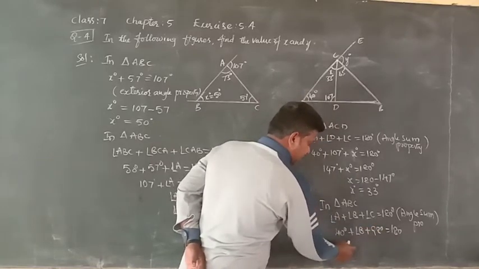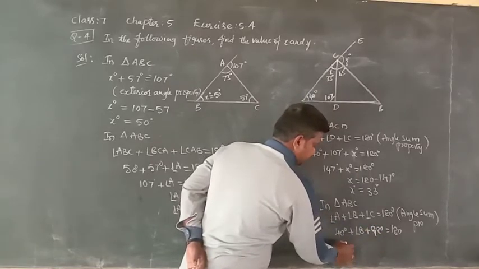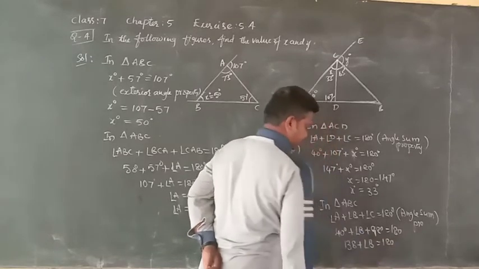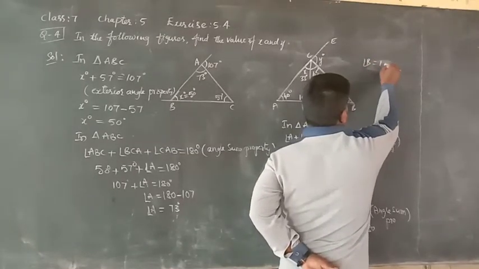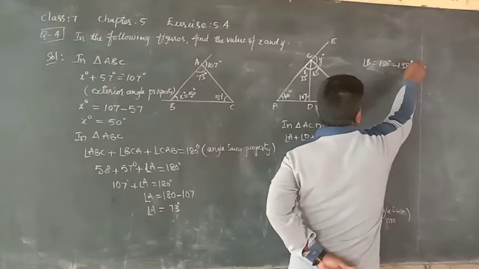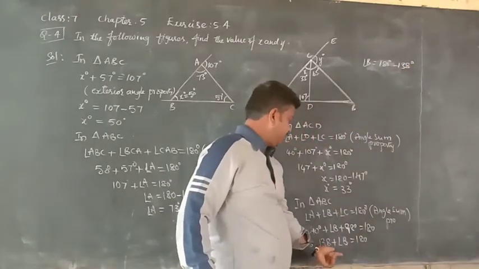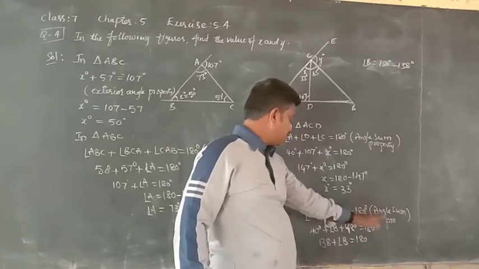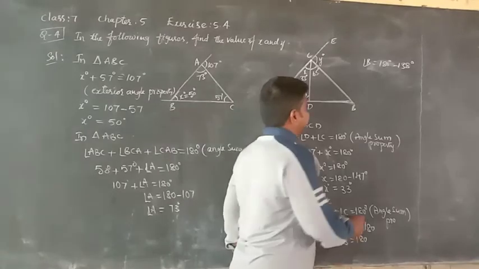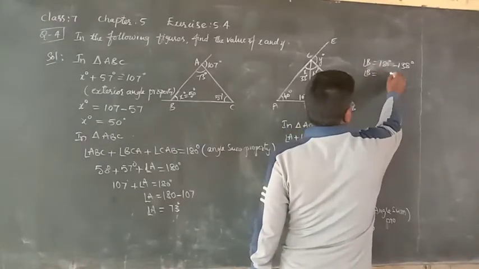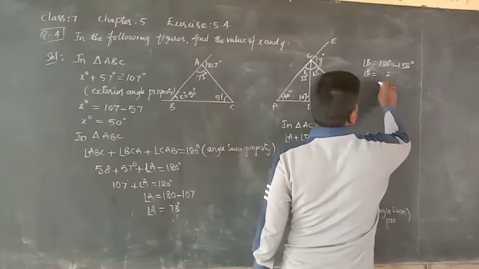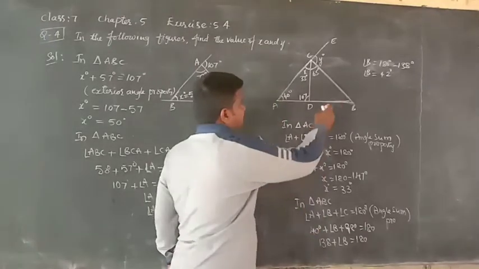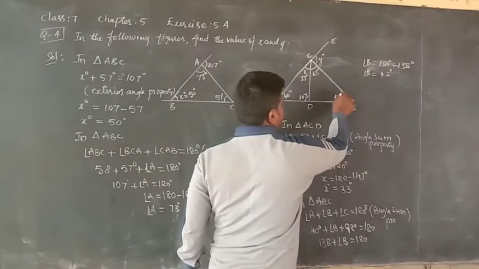So 40 plus 98 is 138, plus angle B equals 180. Angle B equals 180 minus 138. To find angle B, you just transpose 138 to the other side. That means 180 minus 138. So then angle B equals 42 degrees. So this is angle B, 42 degrees.